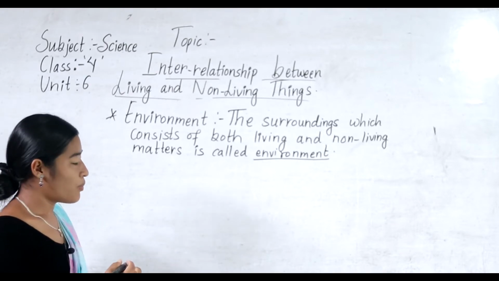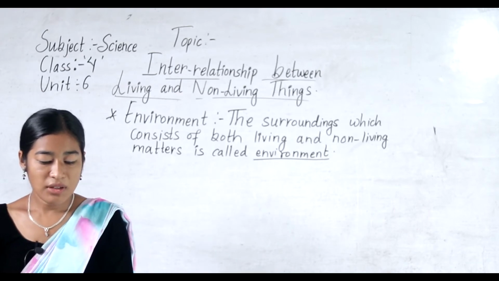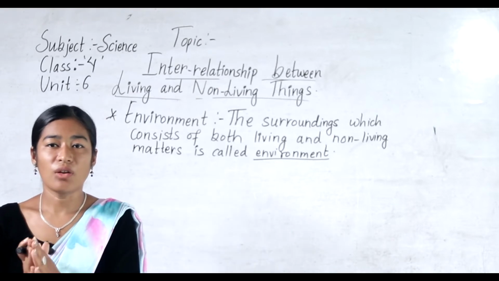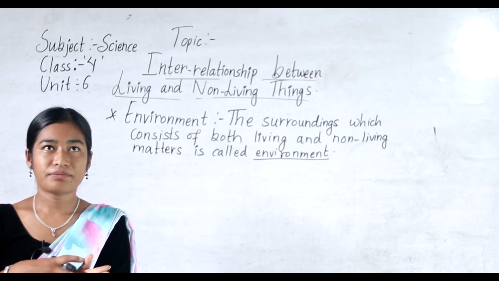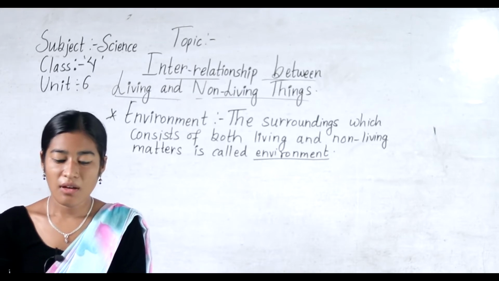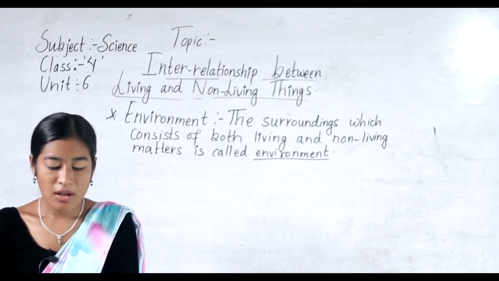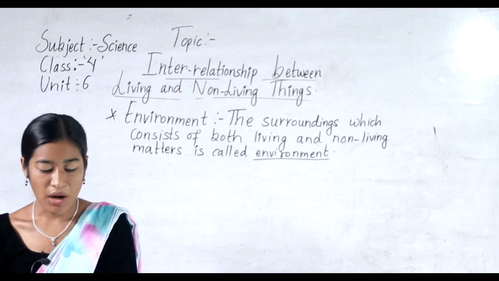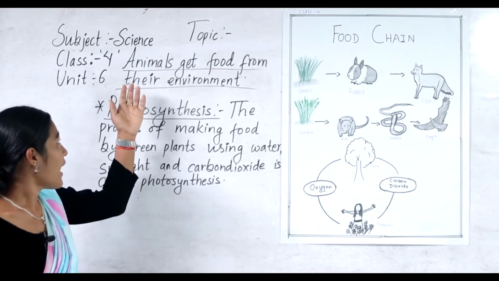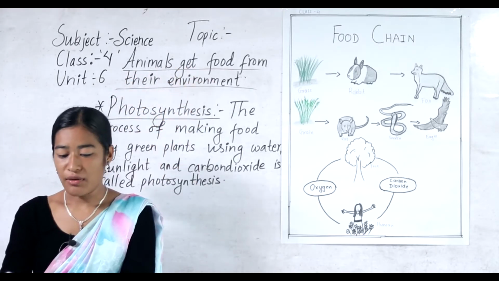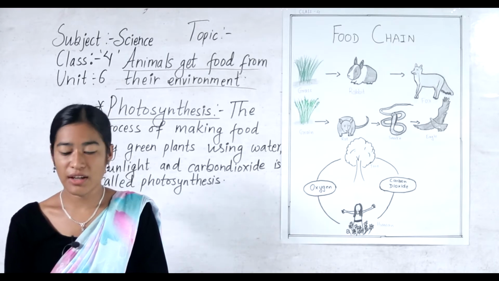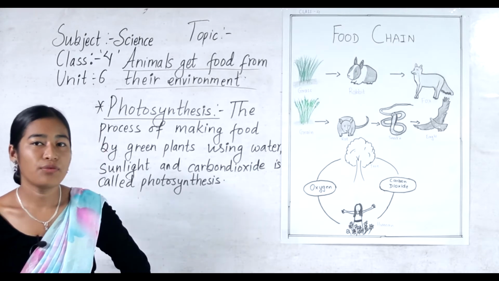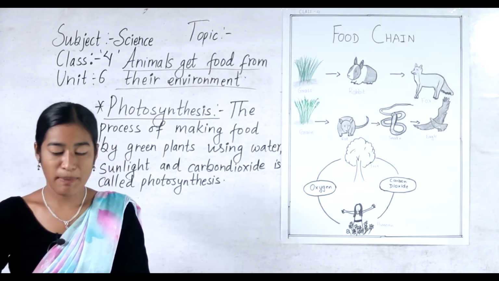Now the next topic we are going to read is animals get food from their environment. So all the living things depend on non-living things, and all the plants and animals depend on the environment. Now we will go to the next topic, that is animals get food from their environment, where all the living things get food, shelter, air and water from the environment, and animals also get food from the environment. We will go through the paragraph.